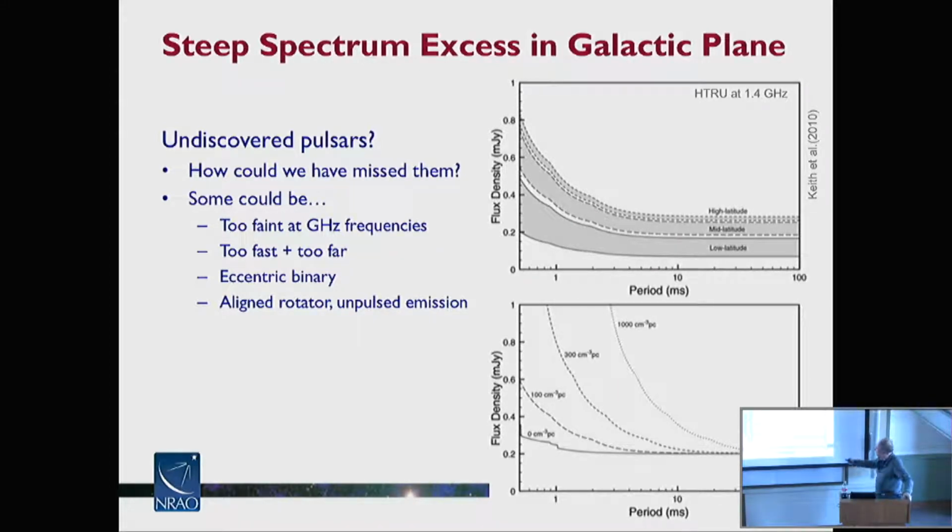Some could be too fast. You can see here the sensitivity of these experiments is a function of dispersion measure, which is a rough measure of distance. So you could imagine, let's say, a 2 millisecond pulsar at, what would this be, like 4 kiloparsecs or so in a typical direction. It would get out of the sensitivity of something like this experiment here, unless it was quite bright. So you can imagine a couple of these scenarios, eccentric binaries for a few of them, but you can't explain 85 or 100 of these things this way. You just can't.